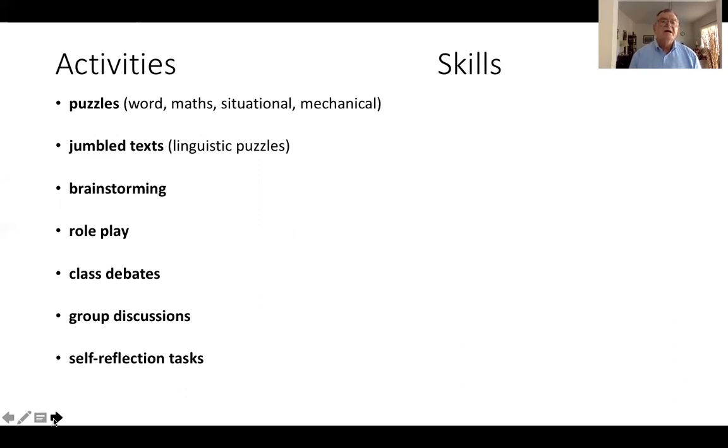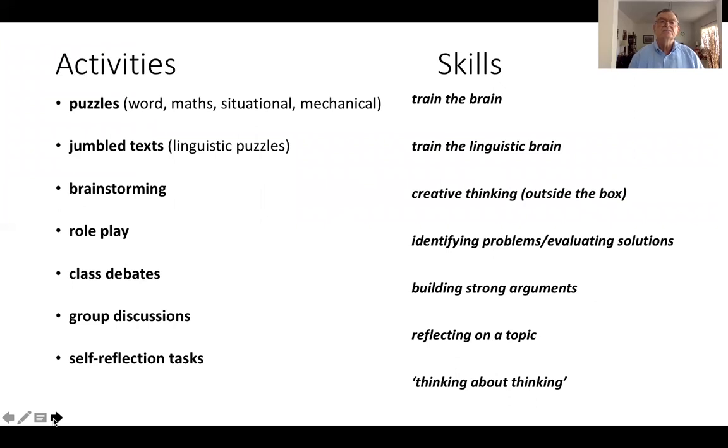So here are some activities: puzzles, jumbled texts, which in fact are linguistic puzzles, brainstorming, and so on. Here are the skills that they are practicing. So puzzles and jumbled texts are training the brain or the linguistic brain. Brainstorming is creative thinking, thinking outside the box. Role play could be problem and solution, identifying problems and evaluating solutions. Class debates, a very good way of getting students in teams to try and work out a strong argument for their point of view. Group discussions, reflecting on a topic, and then self-reflection tasks that we've already looked at.